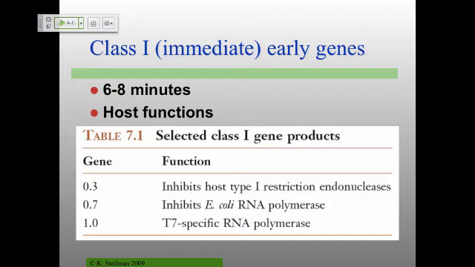Okay, I'm not quite following your question. So why shut them down if your whole goal is to make as many of your genes as possible? Oh, so why shut down the host RNA polymerase as opposed to letting it do its thing?